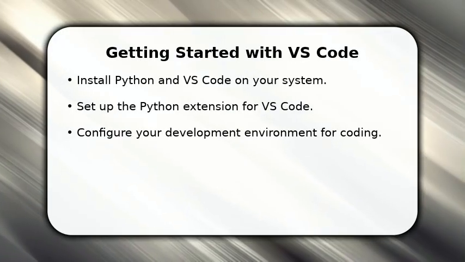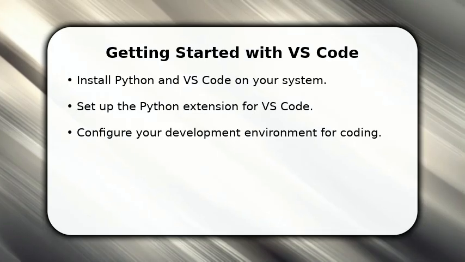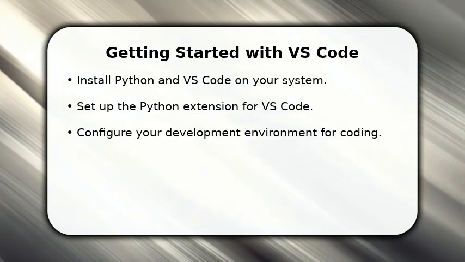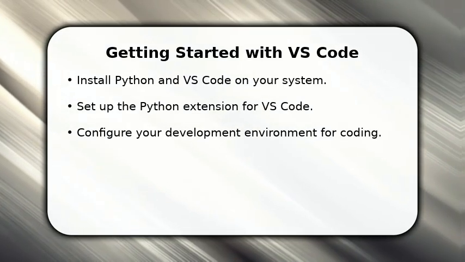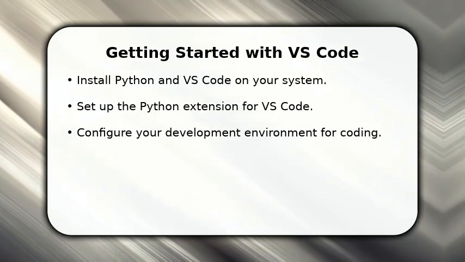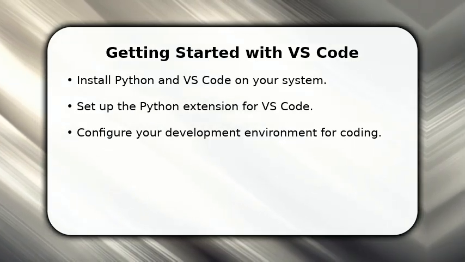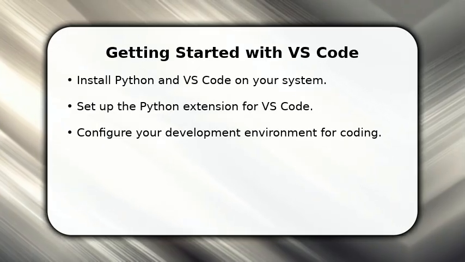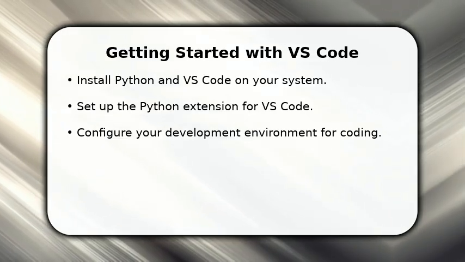In this video, I will compare how to learn Python using VS Code. First, ensure you have Python installed on your computer, then download and install Visual Studio Code. Next, open VS Code and navigate to the extensions view to search for and install the official Python extension.